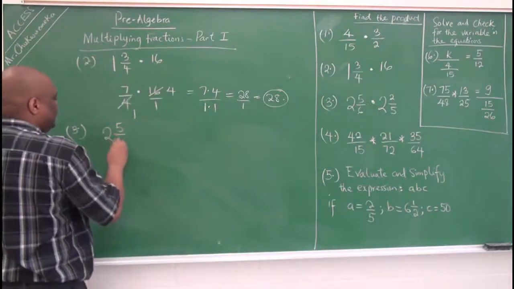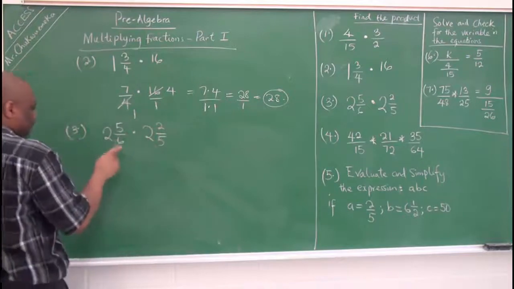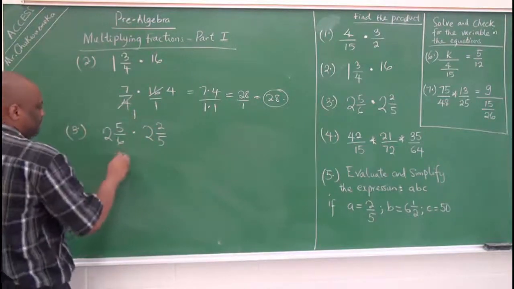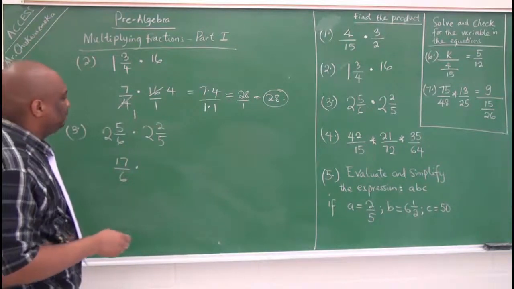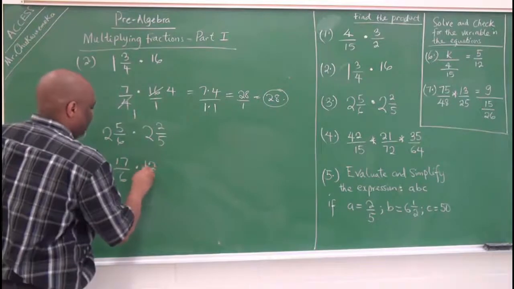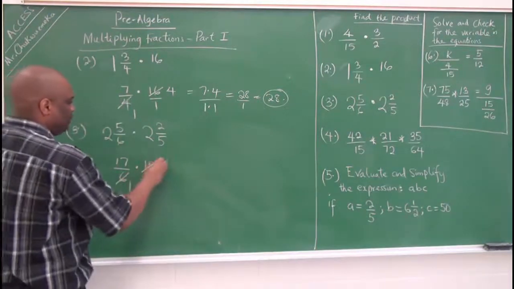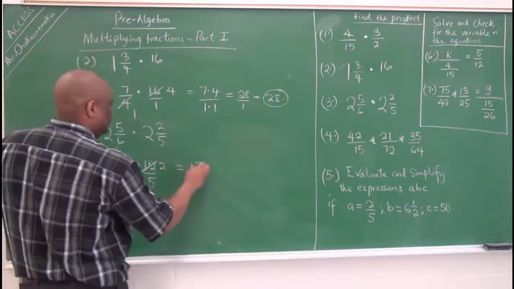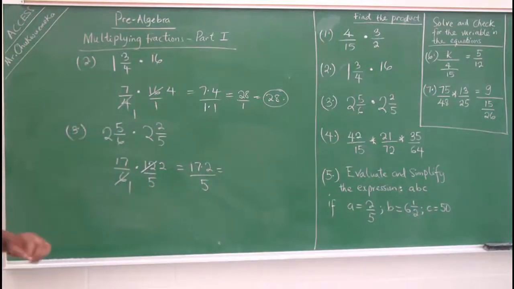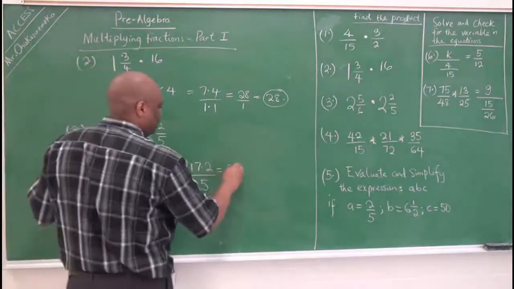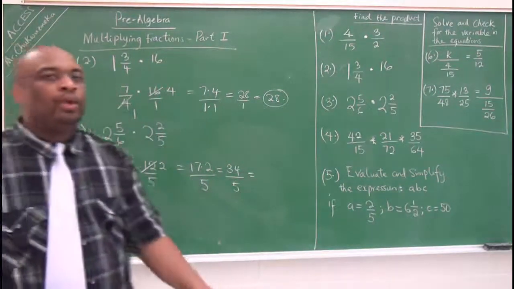Number 3, you now have a mixed number multiplied by a mixed number: 2 and 5 over 6 times 2 and 2 over 5. 6 times 2 is 12, plus 5 is 17 over 6, times 5 times 2 is 10, plus 2 is 12 over 5. So 6 can divide 6 gives you 1, 6 can divide 12 gives you 2. So this becomes 17 times 2 over 5, right? 17 times 2 gives you 34 over 5.